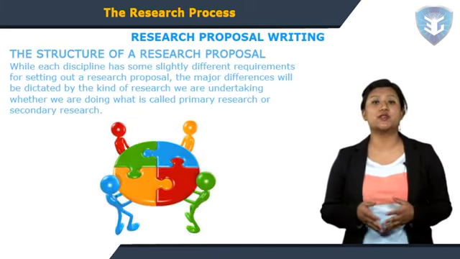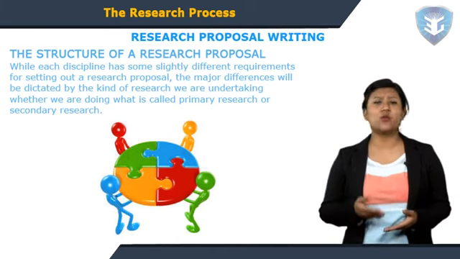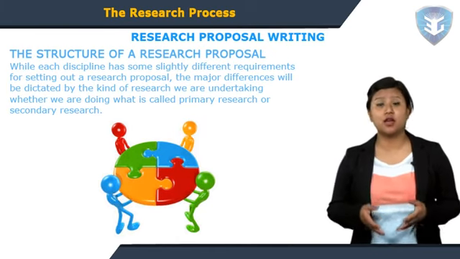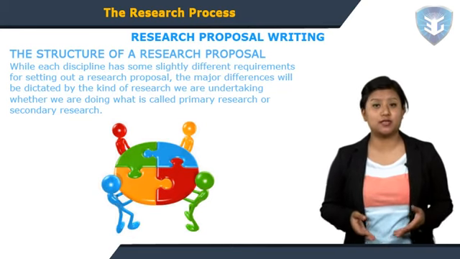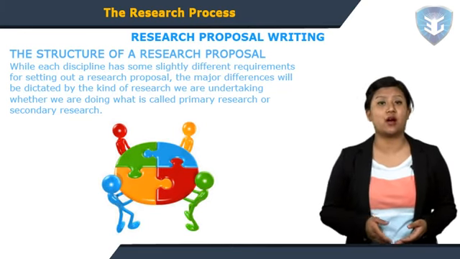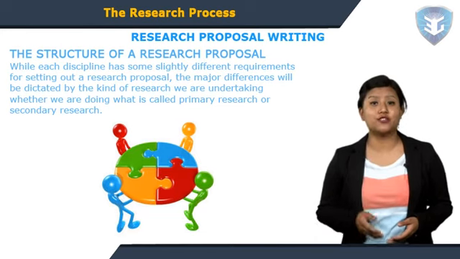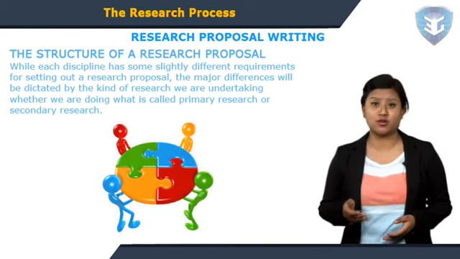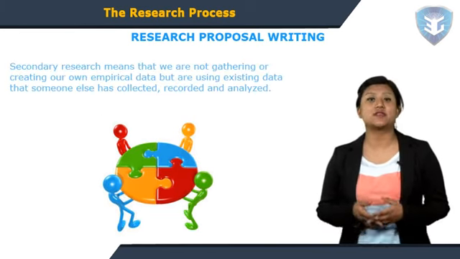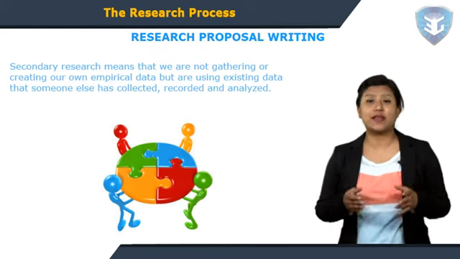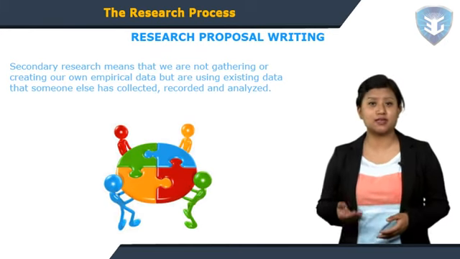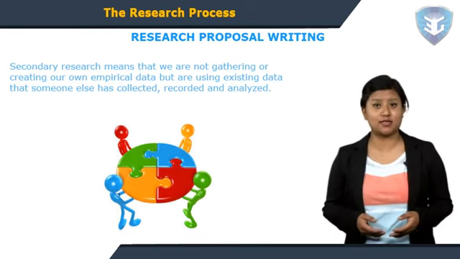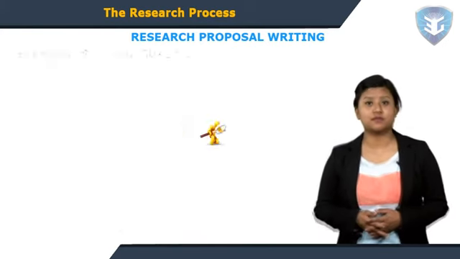The structure of a research proposal. While each discipline has some slightly different requirements for setting out a research proposal, the major differences will be dictated by the kind of research we are undertaking, whether we are doing what is called primary research or secondary research. Secondary research means that we are not gathering or creating our own empirical data, but we are using existing data that someone else has collected, recorded and analyzed.